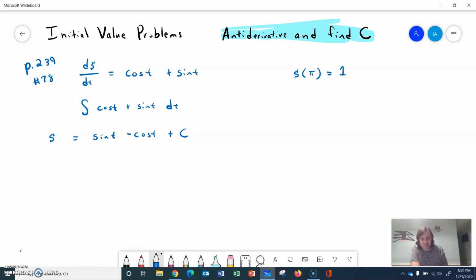Now we can use this one piece of information over here. We've taken an antiderivative, but let's plug in what we've got. It's telling us that when t is pi, s is going to be 1, because it has an input-output combination from the function. So let's plug that in and see if we can get to c. So 1 equals the sine of pi minus the cosine of pi, and then plus c. So we have everything but c right now.